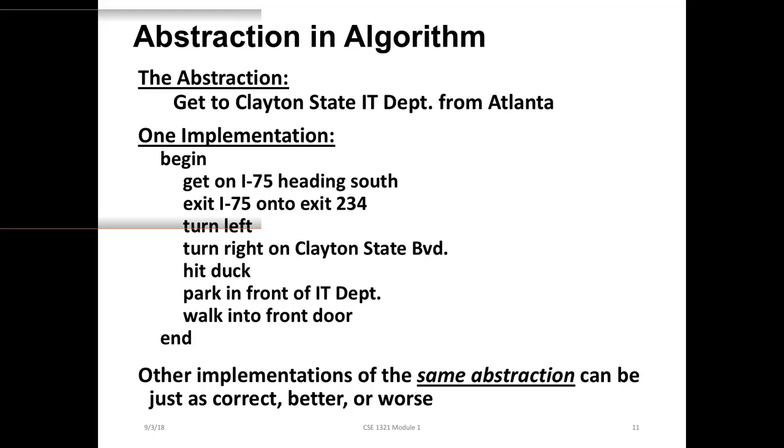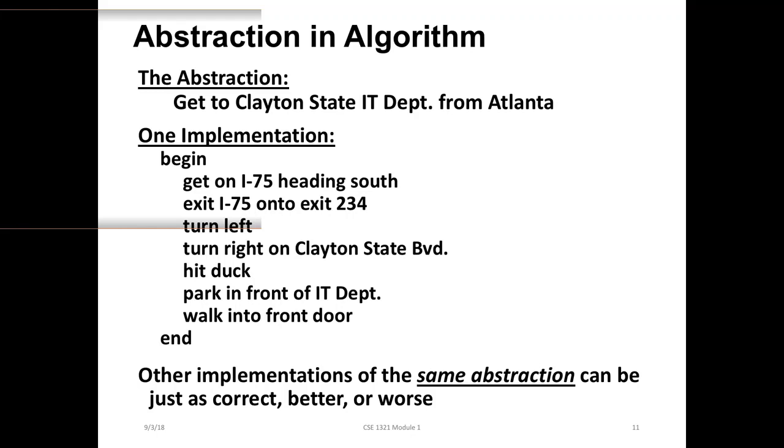We use in algorithm development. For instance, here is an abstraction: how to go to Clayton State University's IT department from Atlanta. In shortcut, the abstract idea is here: how can we go to Clayton State University IT department? So in shortcut, it says abstraction.